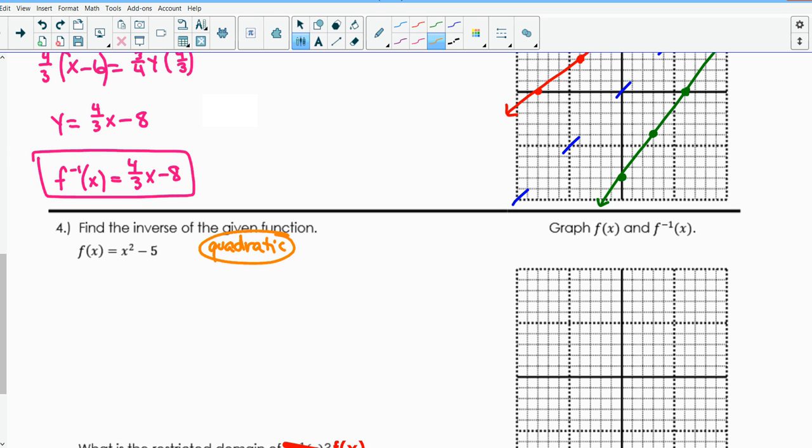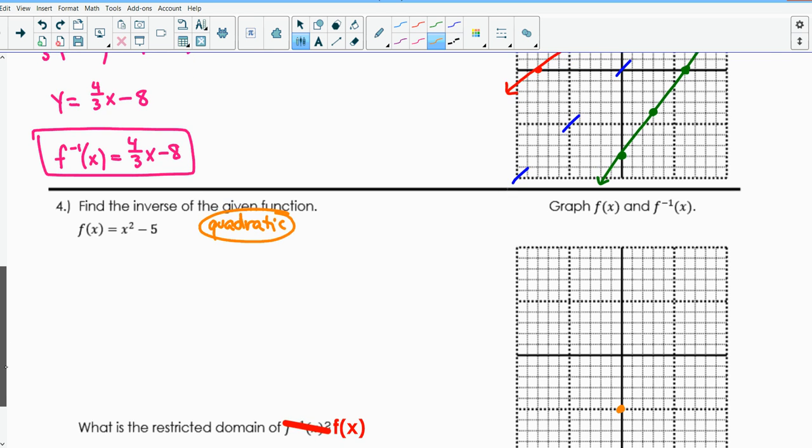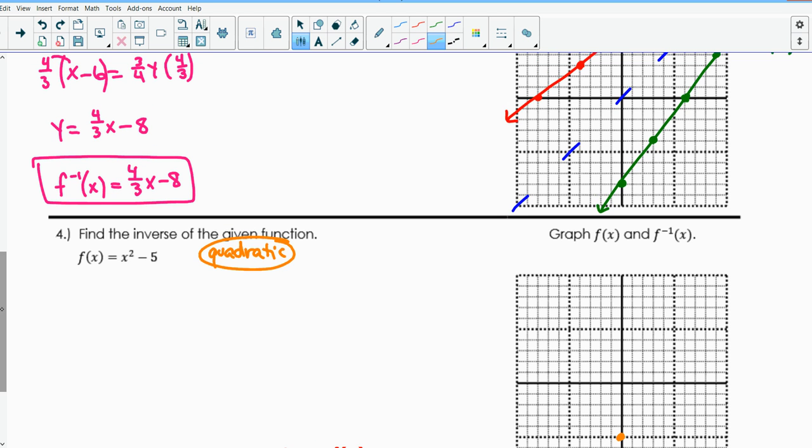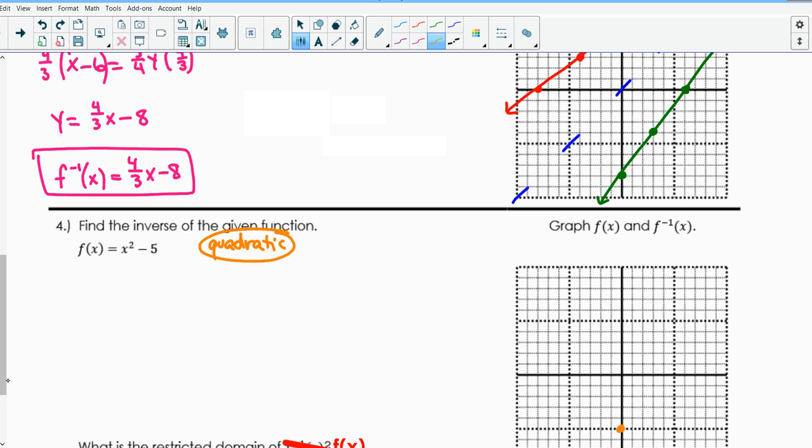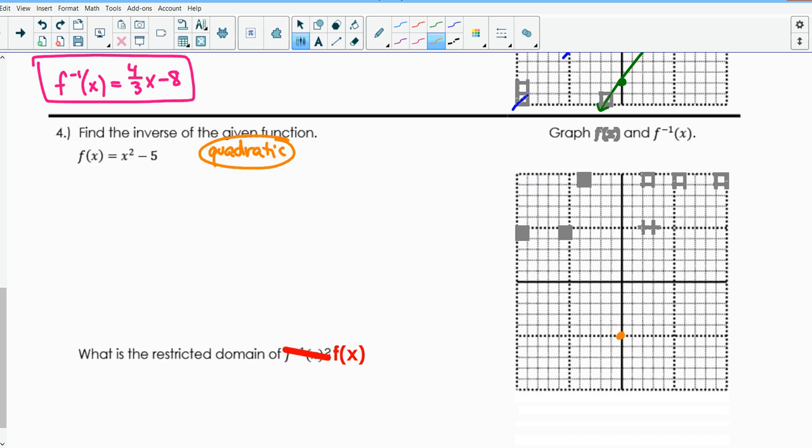Okay, so I'm going to graph this first. If this is x squared minus 5, then that means my y-intercept is at (0, -5). If I substitute in 0, 0 squared minus 5, so my y-intercept is at (0, -5). Now that I moved, I can graph it using my a value. So I can graph it using 1x squared.